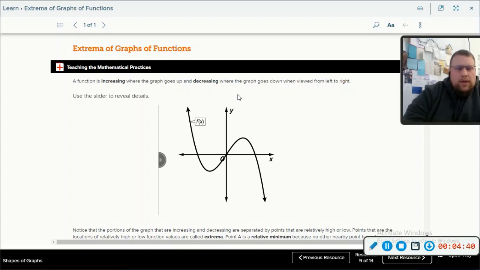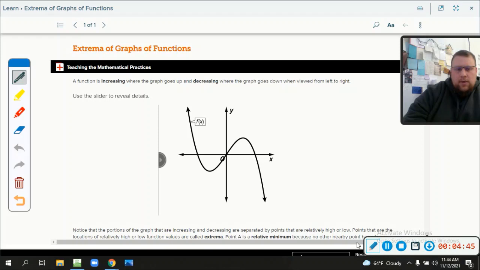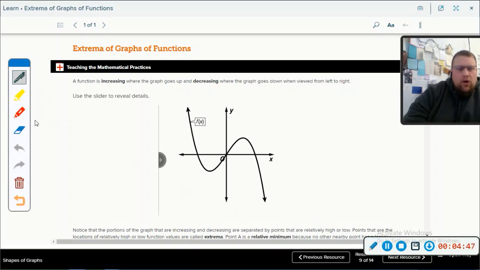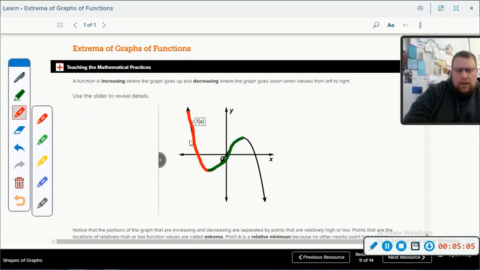So as we're doing that, it says use the slider to reveal details, but I actually want to draw this, and then we can look at it with the slider. So as we go from left to right, what do we notice the graph's doing? I'm going to use red to represent decreasing, so it's decreasing until we get to this point right here. And then I'm going to use green to be increasing. And then we start increasing till this point. And then as we keep going right, it's decreasing. Oh, that was the wrong value. It's decreasing again.